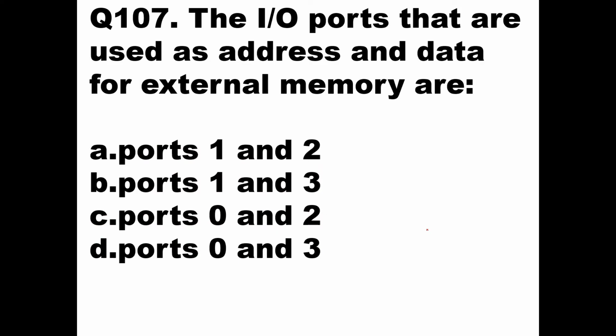Then we'll go to the next question. The IO ports that are used as address and data for external memory. Okay. Of the ports of 8051, port 0, port 1, port 2, port 3, which are the ports that are used as address and data for external memory? In that case, it is port 0 and port 2. So here option C will be the right one. Port 0 and port 2 are used as address and data for external memory.